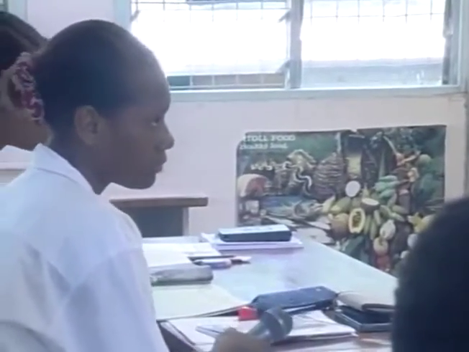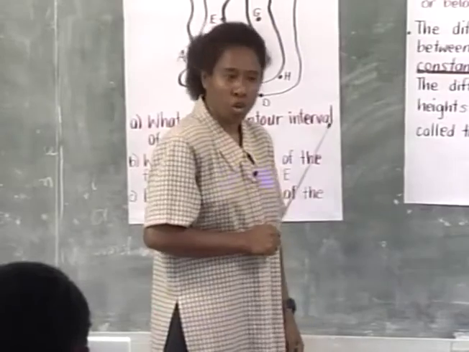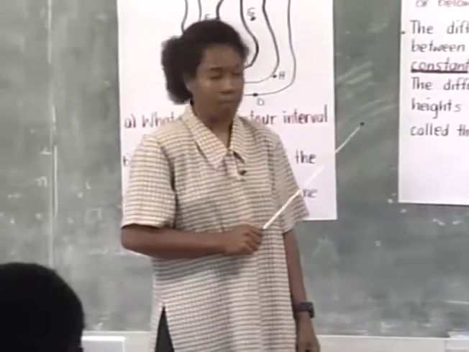My answer will be 30. Your answer will be 30. She's given us the answer as 30. Do we agree with her from what I have explained? No. So would someone like to give us what the correct answer will be? Silo.